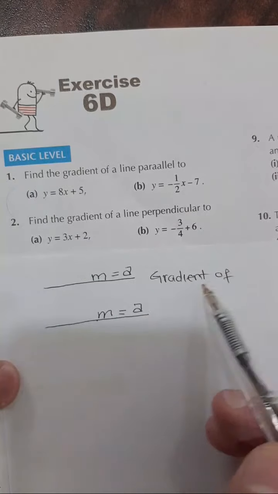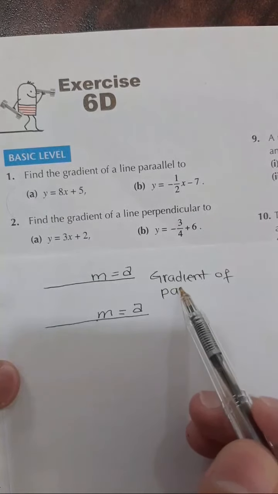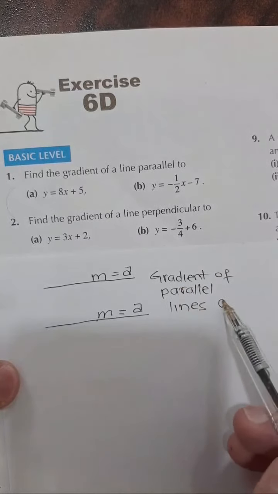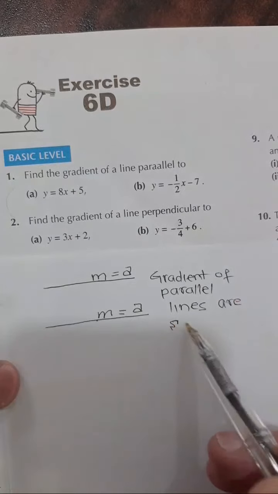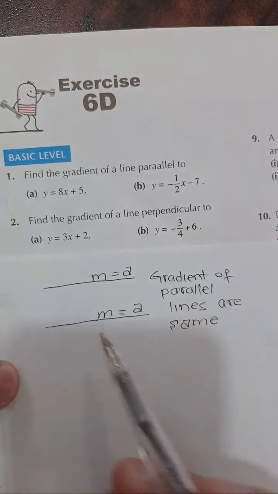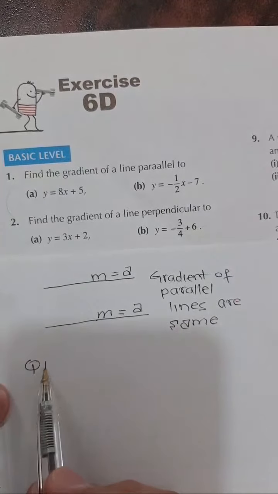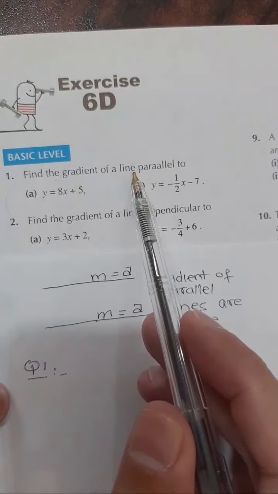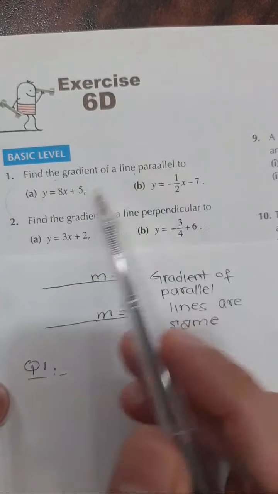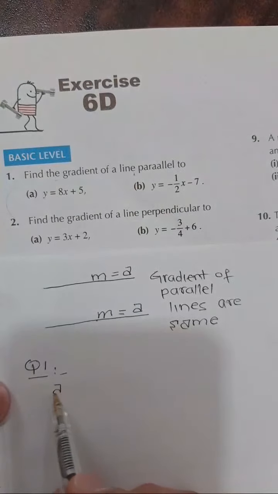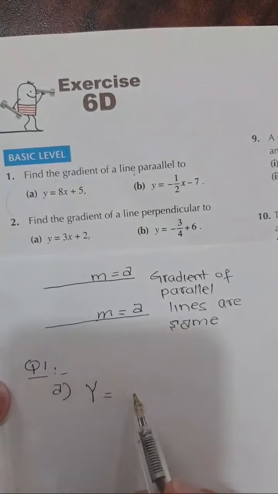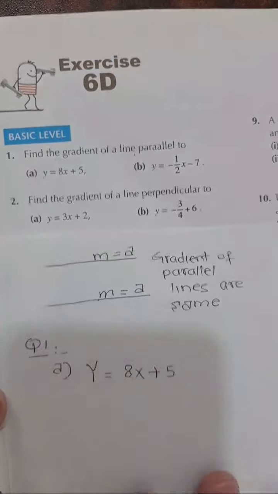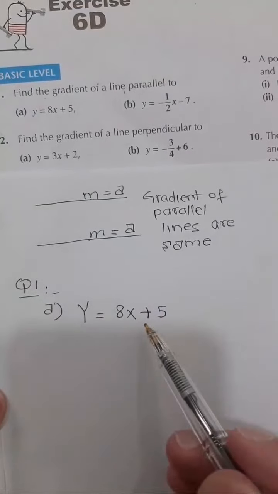Gradient of parallel lines are the same. This is the basic concept. Now question number 1 is, as I have just said, find the gradient of a line. We have to find the gradient of a line which is parallel to this line. So in part A we have been given the equation of a line, y is equal to 8x plus 5, and we have to find the gradient of a line which is parallel to this line.